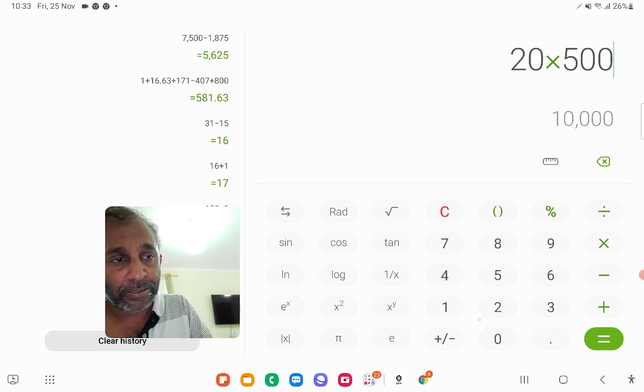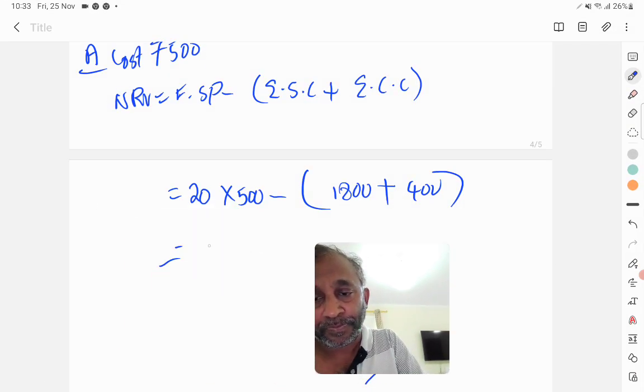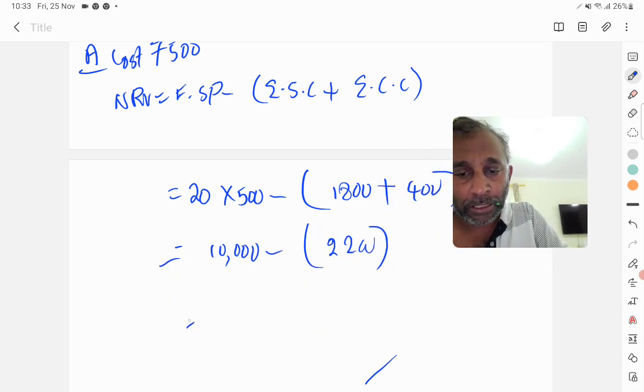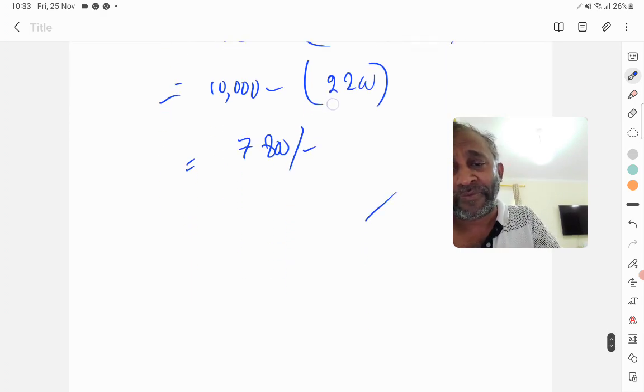20 into 500 is 10,000, minus 1,800 plus 400 is 2,200. So that means 7,800 NRV, whereas cost is 7,500.